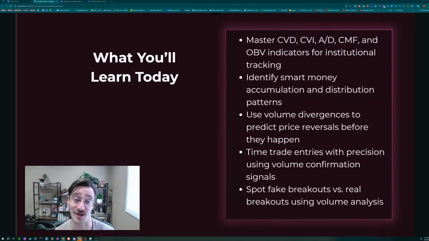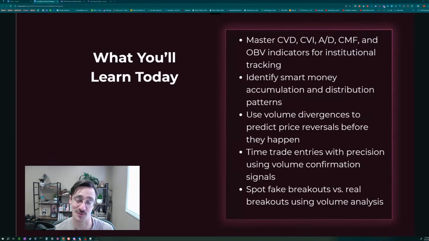We're going to be talking about how to identify smart money accumulation and essentially being able to identify in a given range whether price is being accumulated by big money or distributed or getting ready to be distributed. We're going to talk about volume divergences, how we can trade those, what we can be looking for, and we're going to be going over how to specifically time those entries with precision.